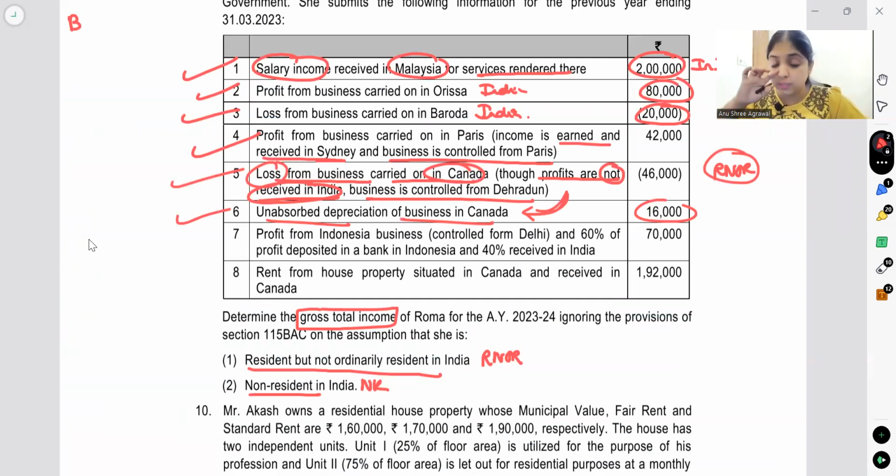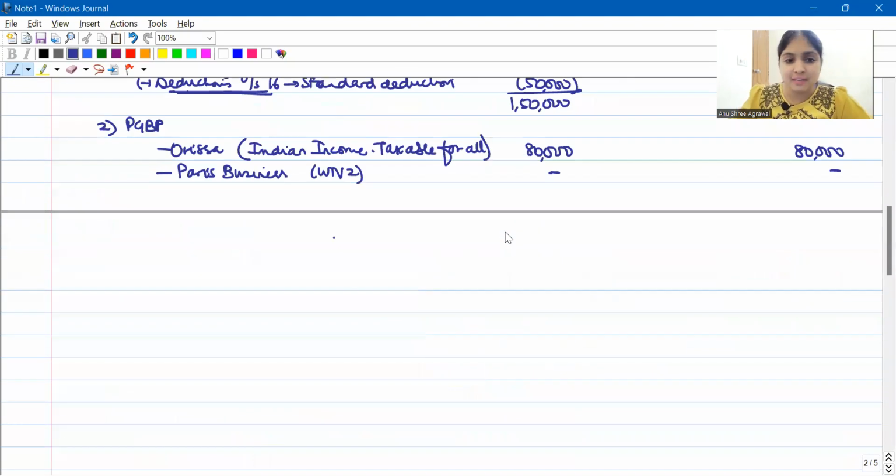Then we have profits from Indonesia business controlled from Delhi, and 60% of the profit is deposited in a bank in Indonesia and 40% is received in India. Tell me about non-resident first. Is it sourced in India? Is the income accruing in India? No, it is Indonesia business. Is it received in India? Yes, 40% is received in India. So for NR, 40% will be taxed, guys. But when I talk about RNOR, the business is controlled in India. So for RNOR, it's going to be fully taxed. You'll understand as I give you the note.